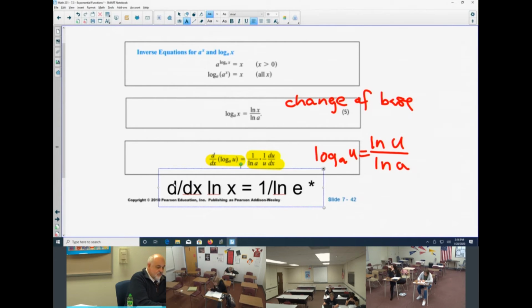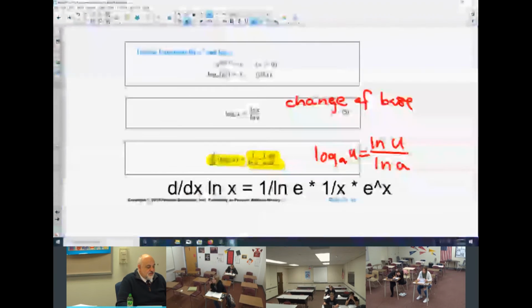It's kind of hard to do on a keyboard. Times. So then you'd have 1 over the base, 1 over x, times the derivative. So the derivative of e to the x, which would be e to the x. Okay, so the natural log of e is just 1. So this first part would just give us 1.